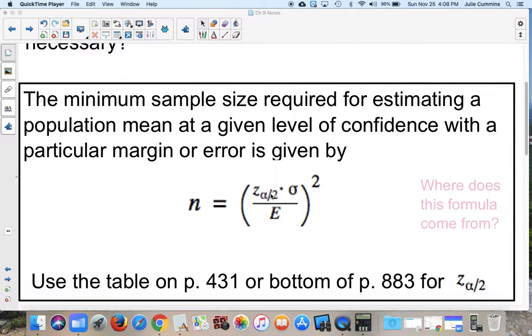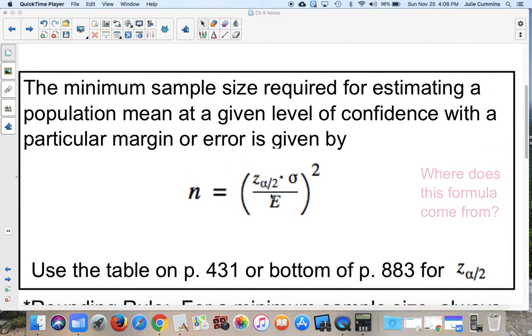The minimum sample size required for estimating a population mean at a given level of confidence with a particular margin of error is given by this formula. n equals your critical value of z times sigma divided by your margin of error, the whole thing squared. Remember your critical values of z, they're on page 431. They're also on page 883 in the back of your book, and they're also on your yellow sheet. This formula is on your yellow sheet.